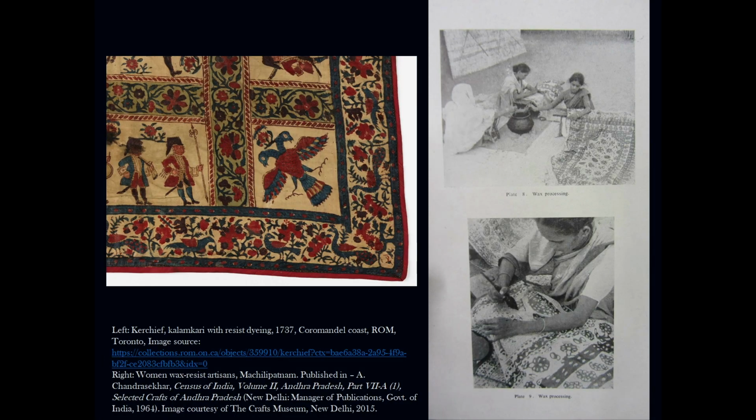So on the left side of the screen we have a detail from a rumal or a kerchief that was made in the mid 18th century, specifically 1737, because we have a date stamp on this rumal which justifies this dating. And then what we see is that this was produced on the Coromandel coast. It was for the Armenian market, and in it we see how the printing has been done.